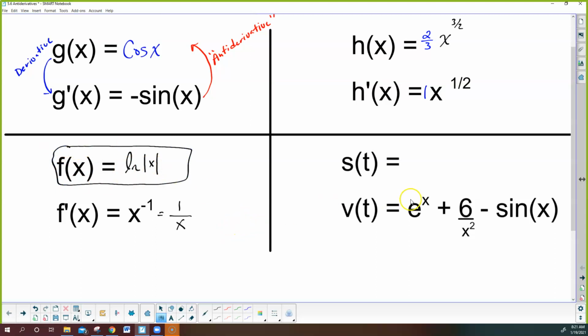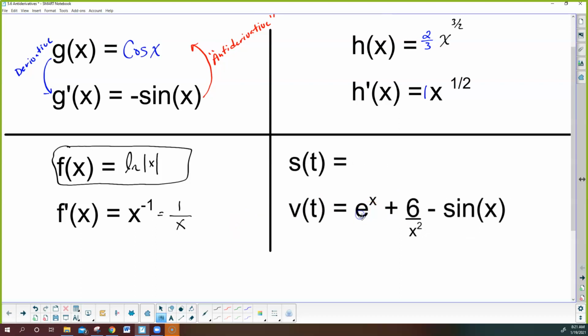All right. And then the last one, we saved the best for last. This is 3 pieces put together. And notice instead of calling it H prime or F prime, I said V of t. So what I'm thinking is this is position and this is velocity. Remember, the derivative of position got me to velocity. So if I undo velocity, that will get me back to position.